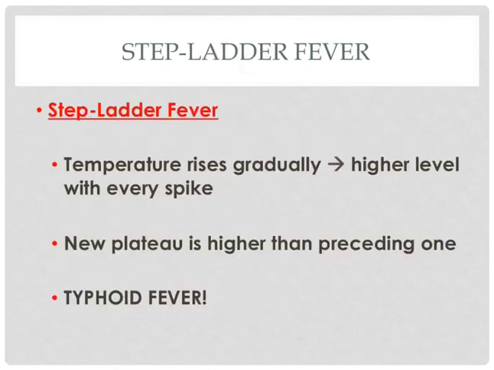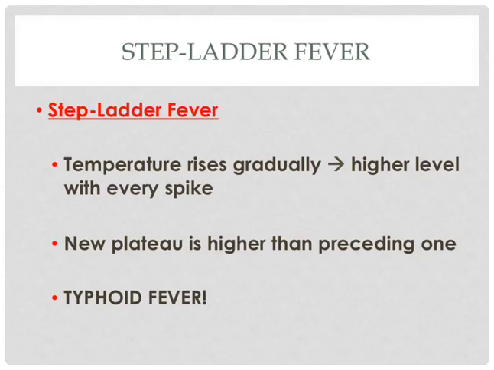Stepladder fever is the fever that is usually seen in typhoid fever, and is very classic for it. They have a temperature rise and it goes up, and then there is a higher level with every spike. So they would start out with 100.4, then go to 101, then 102, then 103. Like they have a ladder kind of pattern. And the new plateau is higher than the preceding one. It's very classic for typhoid fever.